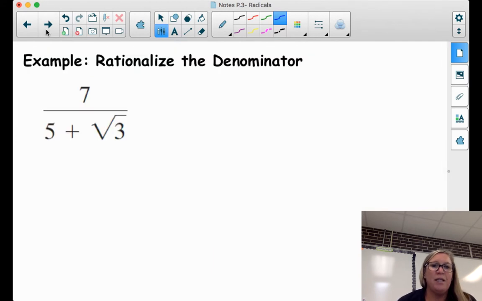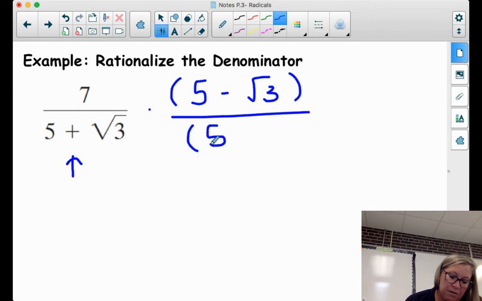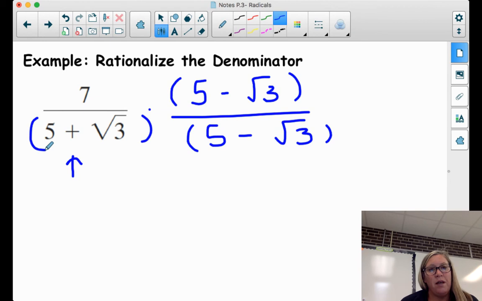All right, so here's an example where we want to rationalize the denominator. So our denominator has 2 terms, not just a single term. So we want to multiply by the conjugate. So the conjugate is going to be the opposite sign of that denominator. So the conjugate is going to be 5 minus the square root of 3. And we do that one more time, 5 minus the square root of 3. I'm going to put a bracket around that first denominator.